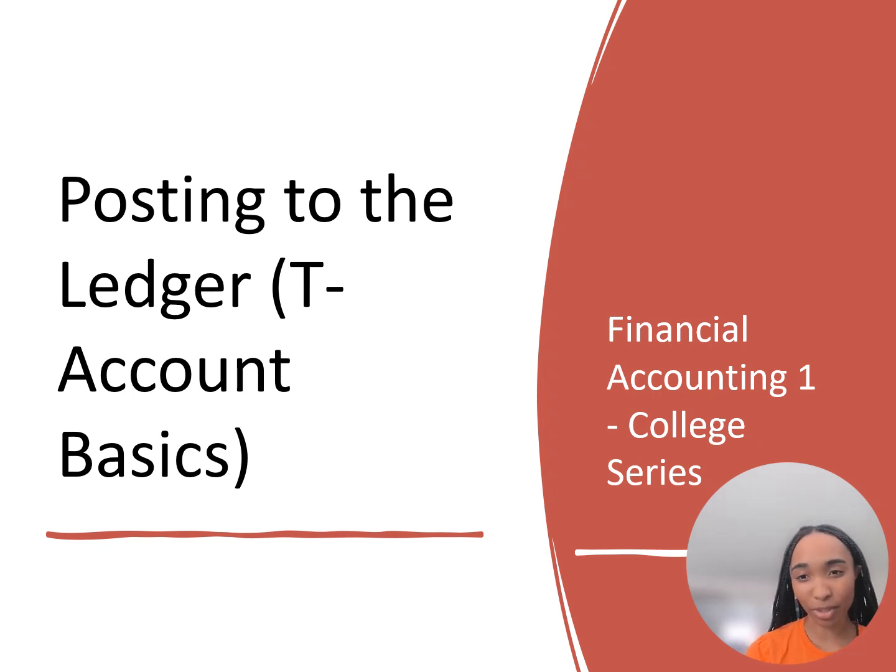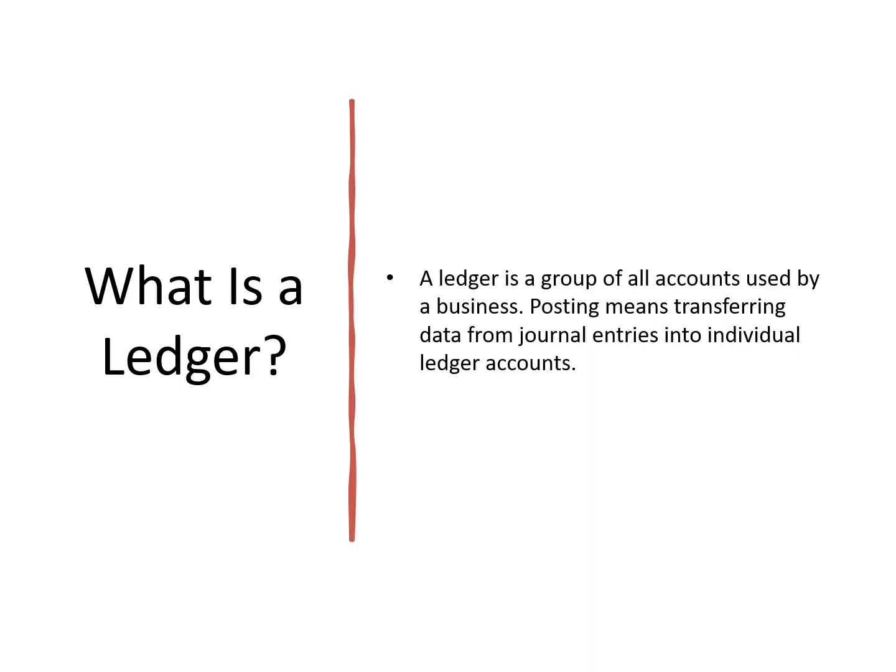This is the financial accounting series, and today we will mainly be talking about T accounts. Let's start with the basics. What is a ledger? A ledger is simply a group of all accounts a business uses. When we post to the ledger, we're taking the journal entries that we already made and transferring them into individual accounts. That way, we can track the balances for each account over time.